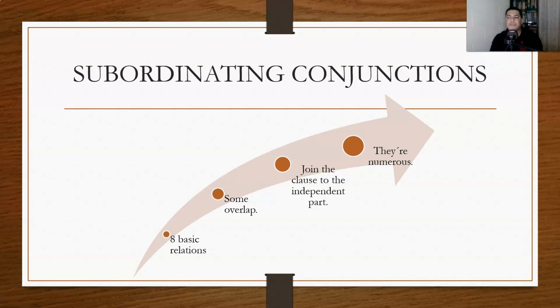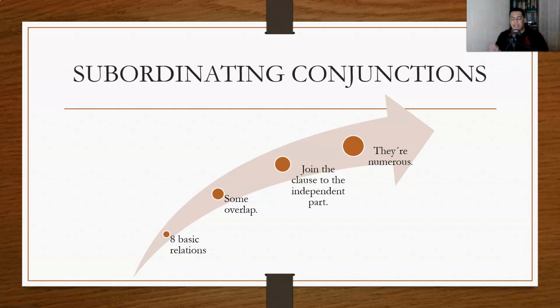Now, adverb clauses are introduced by a class of words that we call subordinating conjunctions, okay? We can also call them subordinators, okay? If you hear the term subordinator and not subordinating conjunction, it is the same thing, okay? And we are going to work under the assumption that adverb clauses establish 8 basic relations, okay? They are going to establish 8 different basic relations.